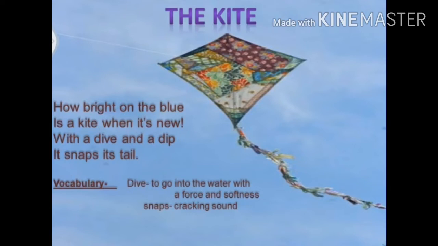आप सबने सुना होगा whenever a kite flies, जैसे ही kite को आप fly करते हो, right, इसके जो tail होती है वो क्या करती है, it makes sound. So that sound is snaps its tail, right? So a crackling sound is made by this kite, okay, when it goes up into the sky.